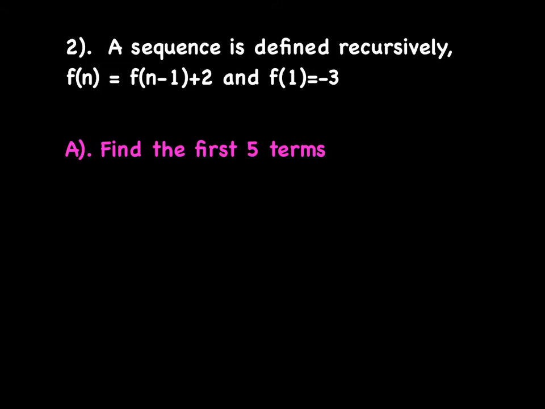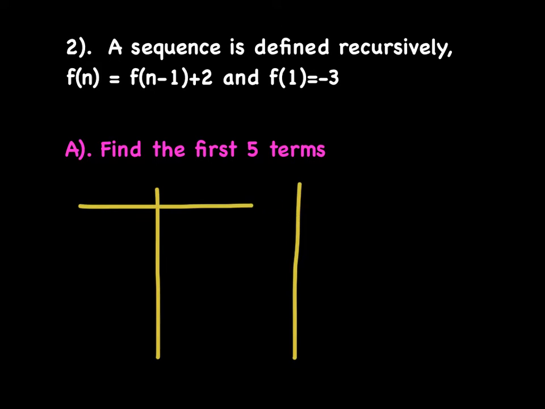Question 2. A sequence is defined recursively. F of n equals f of n minus 1 plus 2, and f of 1 equals negative 3. So the question A says find the first 5 terms. So here's how we're going to set up these recursive ones. Okay, we're going to draw 2 lines here, and we're going to highlight these very clearly for ourselves. The variable in the problem, so in this case it's an n, is going to be what goes in this column. The rule will go here. So my rule is f of n equals f of n minus 1 plus 2.